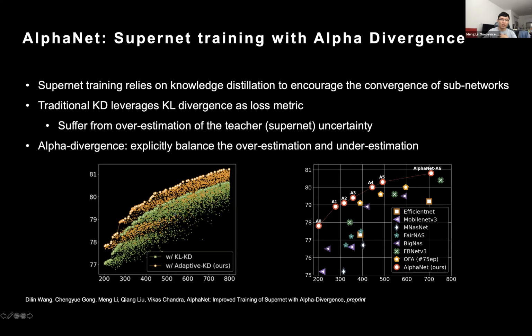As shown in this figure, we compare using adaptive KD versus regular KD. And as you can see, in pretty much all the compute spectrum, we can achieve better accuracy for the models, or better Pareto fronts. And on this figure, we basically show a comparison between what we call AlphaNet, which leverages the alpha divergence, with the other state-of-the-art methods. And as you can see, we can achieve quite significant improvement, especially for small models as shown here.